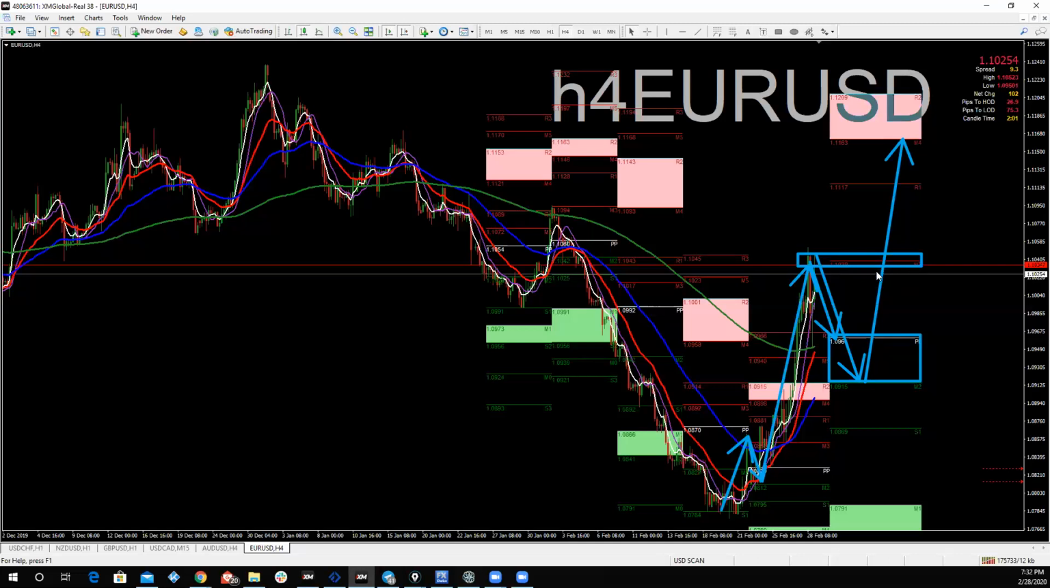So take keen interest in what's happening, and take keen interest in fundamentals and what's going on in the market. Just don't buy and sell blindly without having an indicator of what's driving the market.